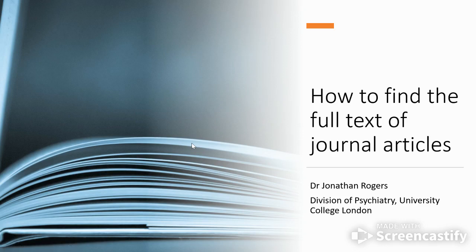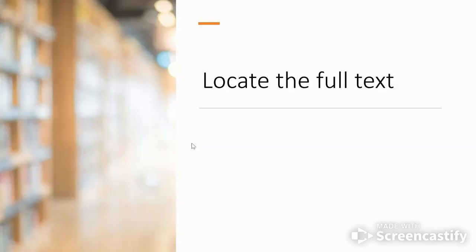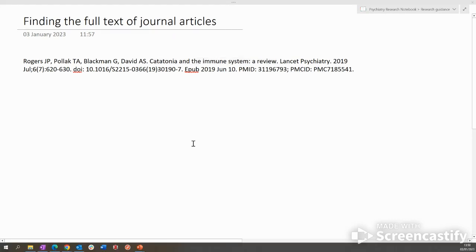Hello and welcome. Today we're going to work out how to find the full text of journal articles. It can be incredibly frustrating when you've got the title or the citation of a journal article, but you can't find its full text. Well, there are two steps to this process. The first is to locate where the full text is, and the second is to get access to it. So, first of all, locating that full text. Supposing that you have a citation that looks something like this, how do you find it?